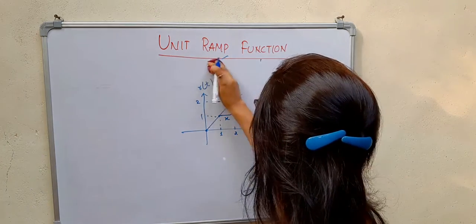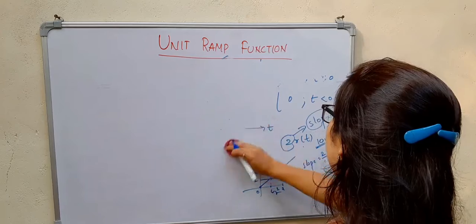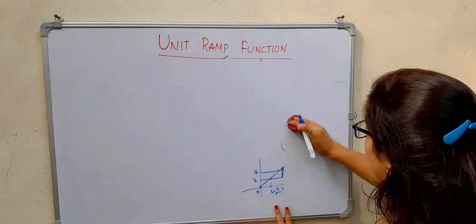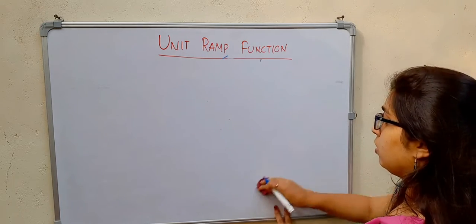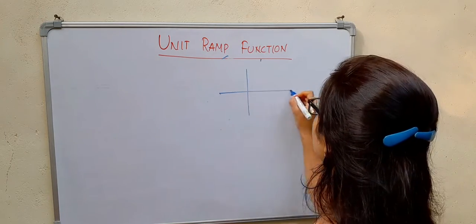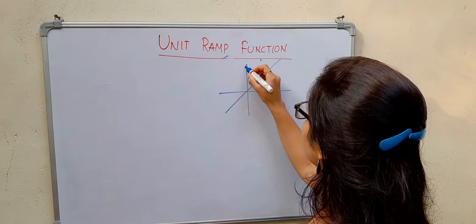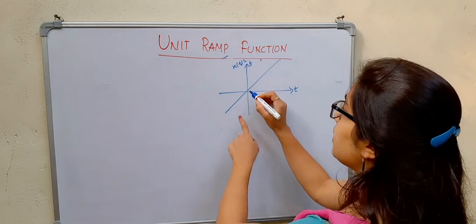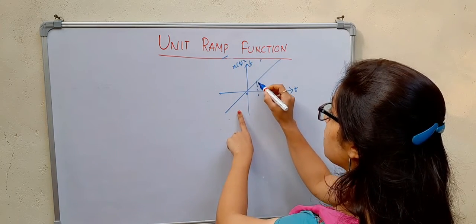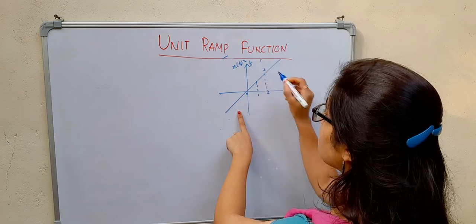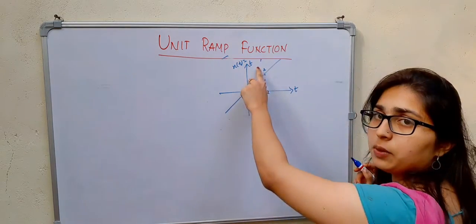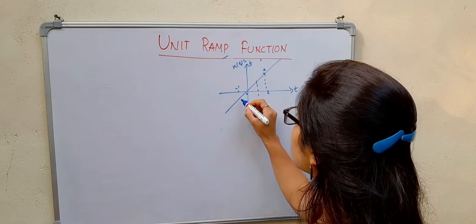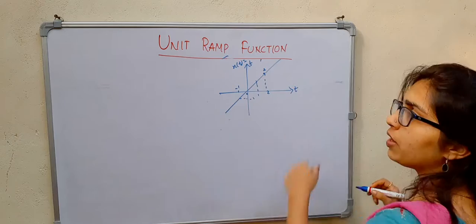So I will consider a function x of t is equal to t. From that I can obtain the ramp function. How? I will show it to you. See, this is a function t, x of t, right? x of t is equal to t. At 0 it is 0, at 1 it is 1, at 2 it is equal to 2. So whatever the value is here, it will be the value on the straight line. If it is minus 1, this is also minus 1. So this is a function t now.